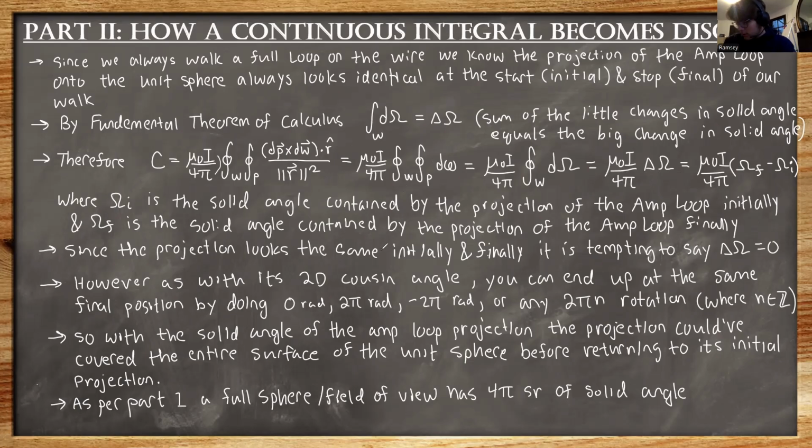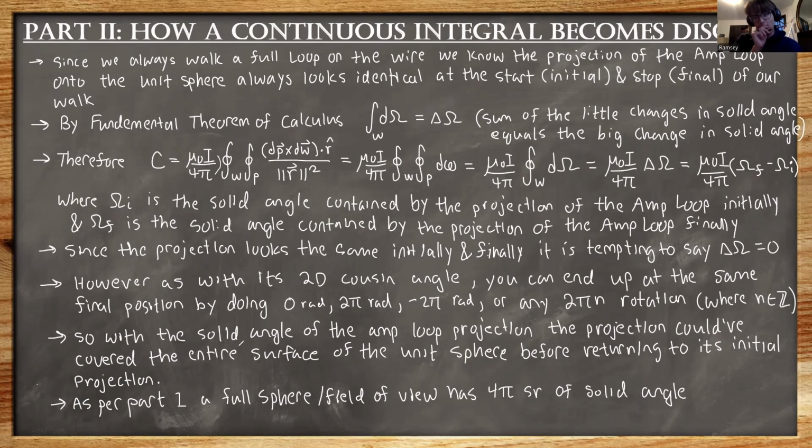That's cool. Now, it's very tempting at this point to say, well, I'm starting and stopping at the wire on the same spot, so the amp loop projection looks exactly the same. So it should just be 0, right? That's what I was going to say. Right. That's very tempting to do.